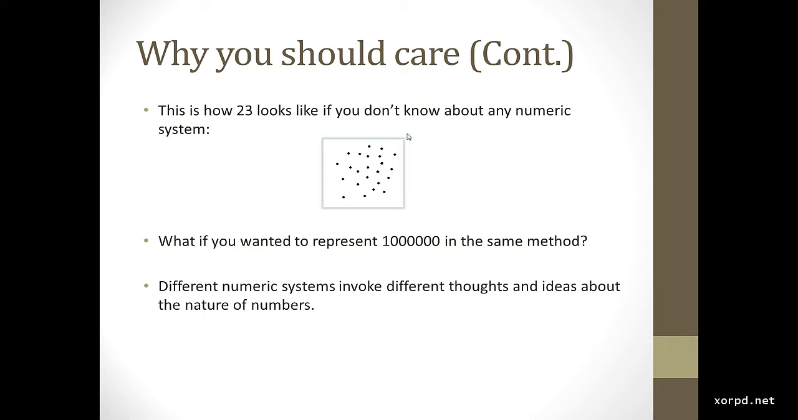Imagine that you could only represent numbers in this way, by painting lots of points on a paper. This would be very unfortunate. What would happen if you wanted to represent 1 million in the same method? It will be pretty hard to do. Last point about why you should care. Different numeric systems invoke different thoughts and ideas about the nature of numbers.